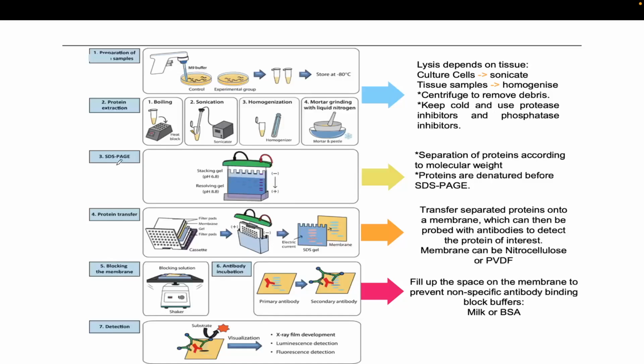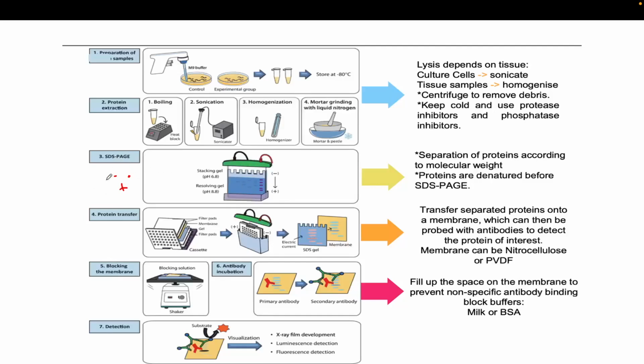SDS-PAGE is sodium dodecyl sulfate polyacrylamide gel electrophoresis. Here, some proteins have a negative charge, some are neutral, and some have a positive charge, so there is no uniformity. And this polyacrylamide gel only moves from negative to positive charge.